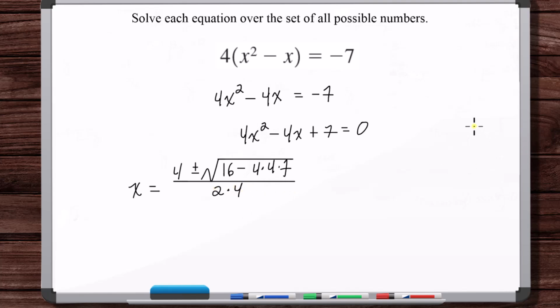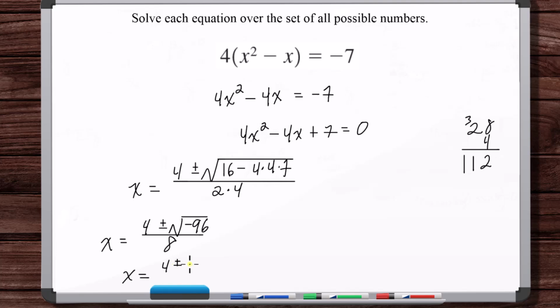So 7 times 4 is 28. 28 times 4 is 4 times 2 is 8, 9, 10, 11, 112. So 112 minus 16, or 16 minus 112, is going to be minus 96. So x is equal to 4 plus or minus i root 96.